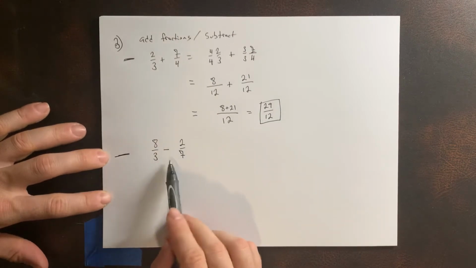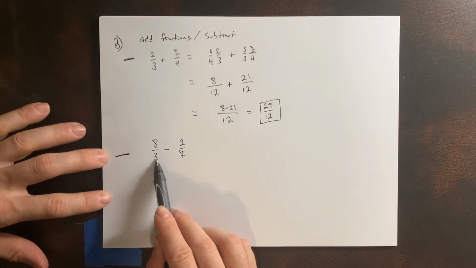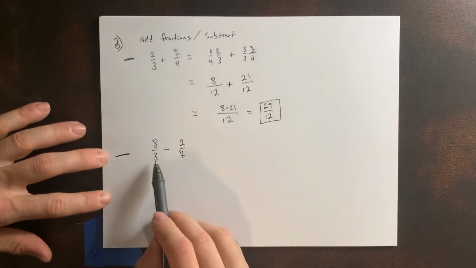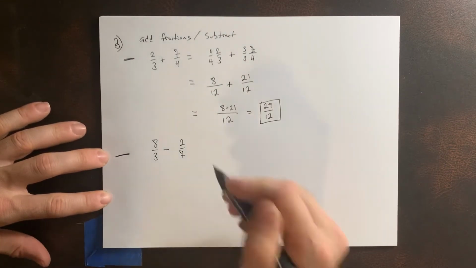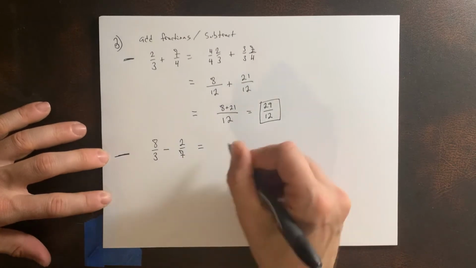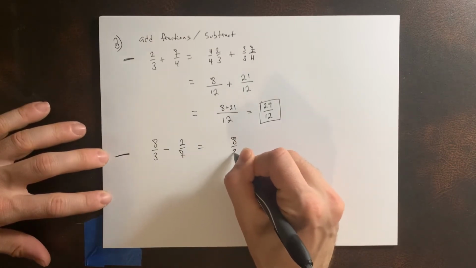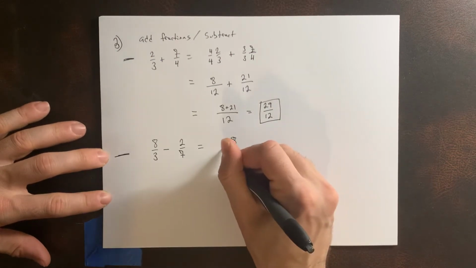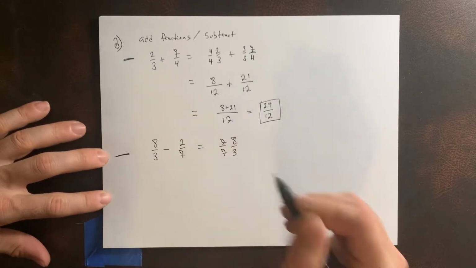So what we need to do is somehow figure out a way to turn this 3 into a number and the 7 into a number and have those numbers be the same. So we can both turn these into a 21. So what we're going to do here is take our first fraction, 8 over 3. To turn this into a 21, we can multiply this bottom by a 7 and the top by a 7.